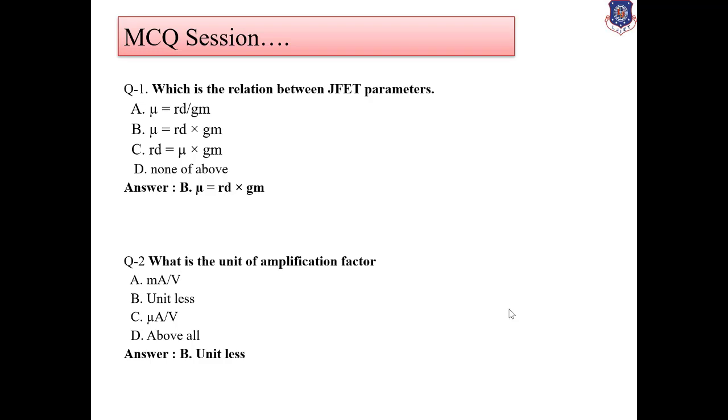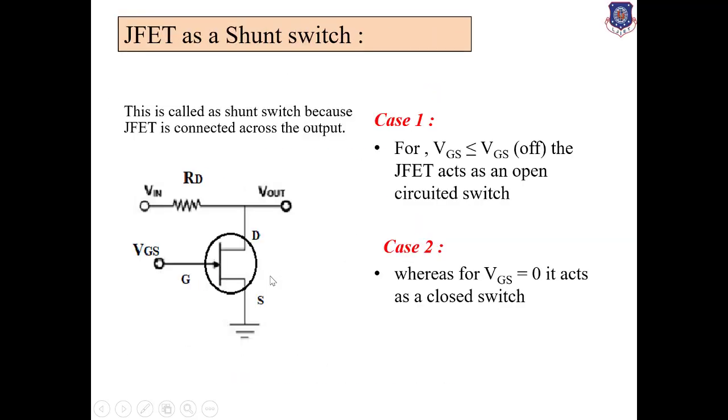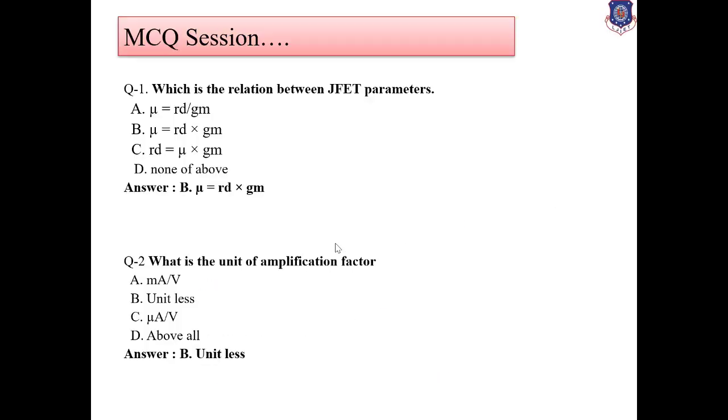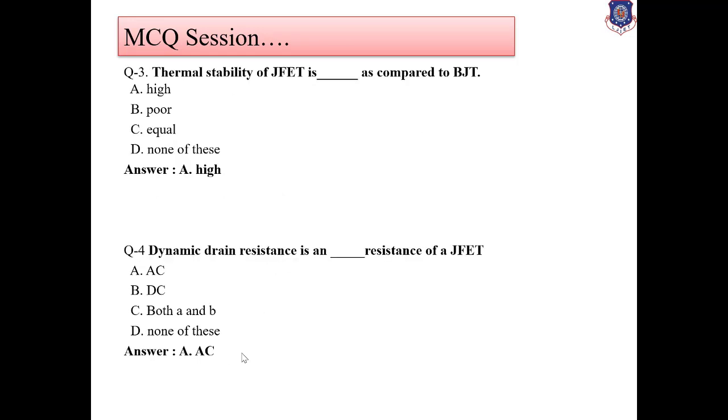MCQ session. Which is the relation between JFET parameters? Obviously mu equals RD into gm. What is the unit of amplification factor? It is unitless. Amplification factor, what is the definition of amplification factor? Output voltage upon input voltage. See this, let me discuss again: output voltage to input voltage, so V by V. So the answer will be unitless, meaning there is no unit for the amplification factor parameter.